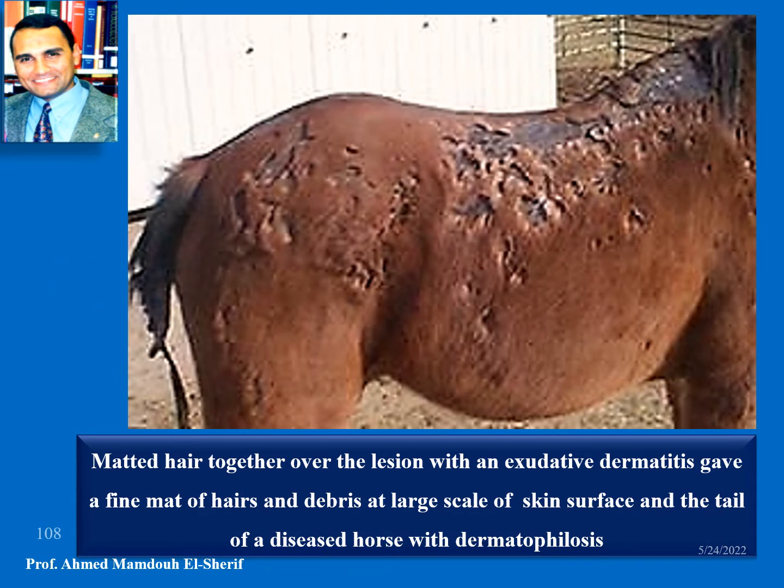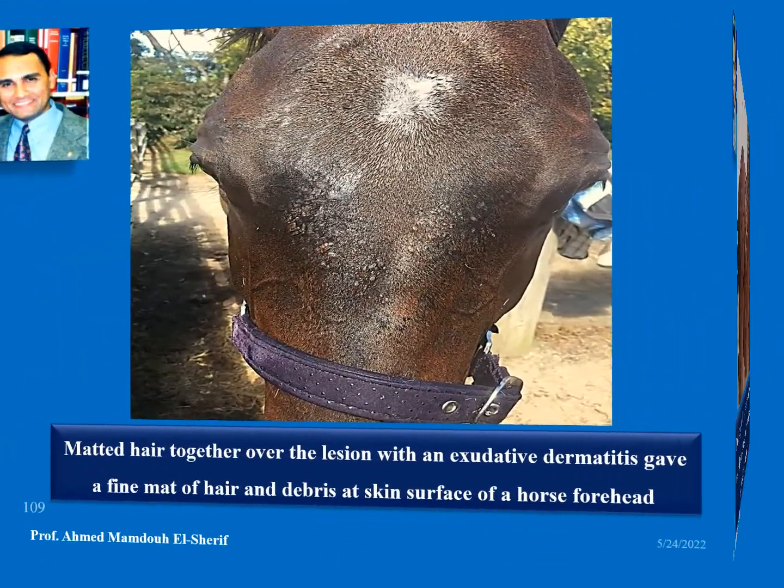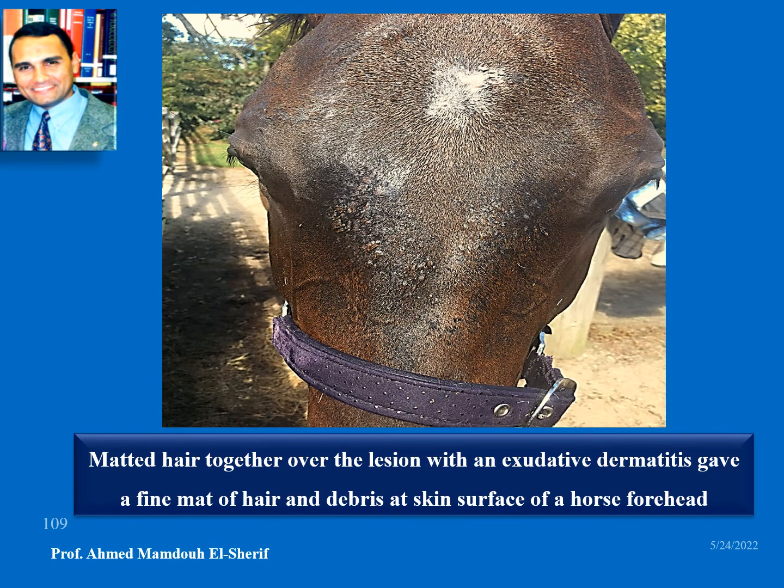Matted hair together over the lesion with an exudative dermatitis gave a fine mat of hair and debris over a large area of skin surface and the tail of a diseased horse with dermatophilosis. A horse's forehead showing matted hair together over the lesion with an exudative dermatitis. This horse is infected with dermatophilosis.